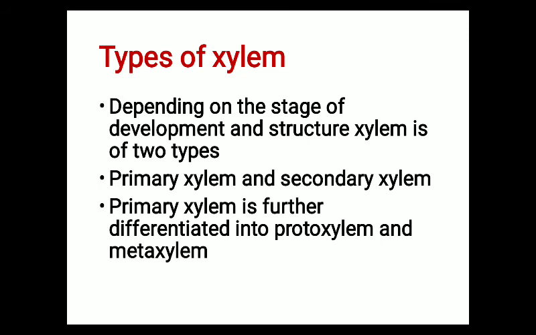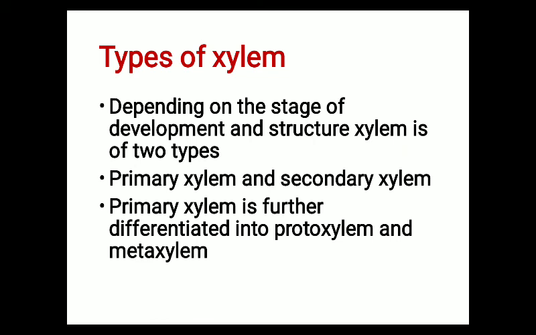Now come to the types of xylem. We can categorize xylem on the basis of the stage of development and structure. On this basis, xylem is categorized into two types, that is primary xylem and secondary xylem. Primary xylem develops from the apical meristem, and secondary xylem develops from the lateral meristem. Primary xylem develops first in the life cycle of the plant. Secondary xylem develops in the latter part of the life cycle of the plant.